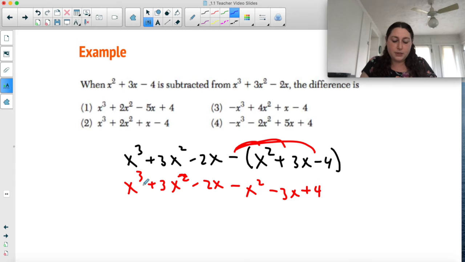Combine like terms. There's nothing with x cubed. 3x squared minus x squared is a positive 2x squared. Negative 2x, negative 3x is a negative 5x, and then bring down the positive 4. So this is really messy, sorry. Okay, so you should have x cubed plus 2x squared minus 5x plus 4. X cubed plus 2x squared minus 5x plus 4, this one.